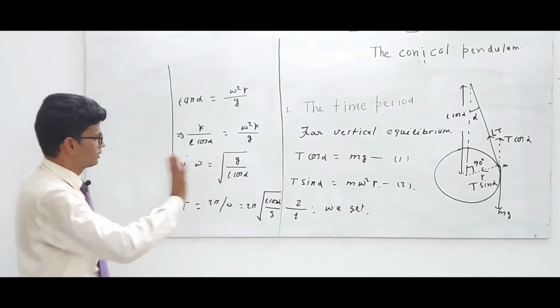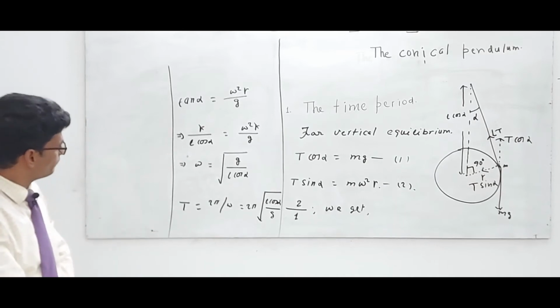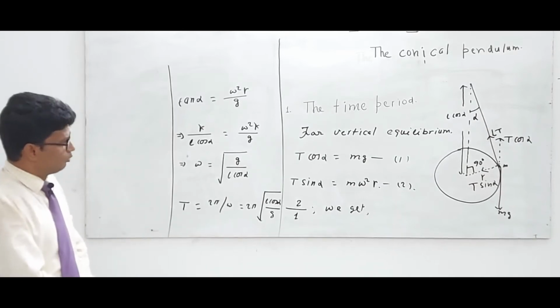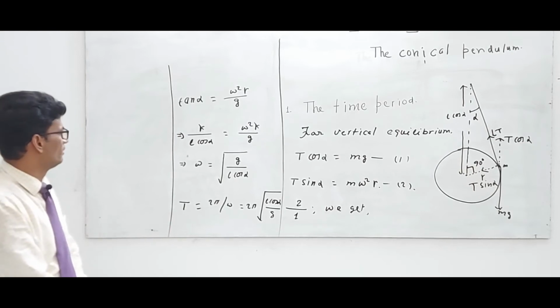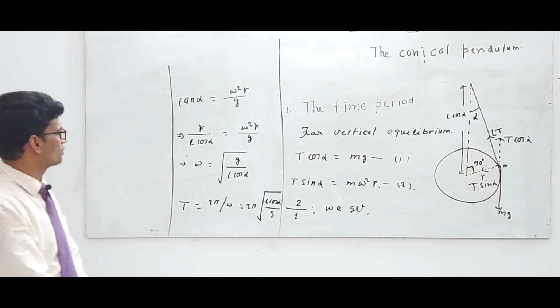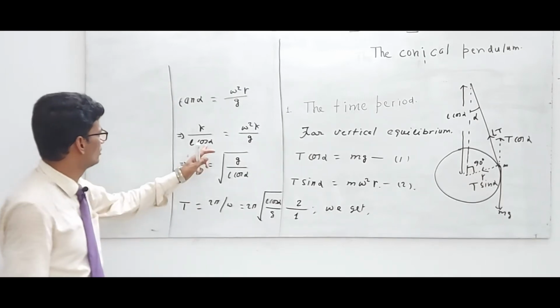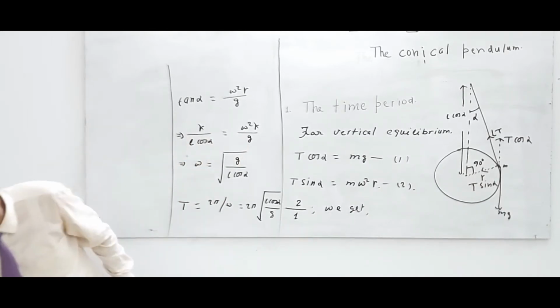So here the time period has been derived in the first article. But one more interesting thing in this case is from here. So what is cos alpha? The cos alpha from here, look at cos alpha is equal to what? From here we write it down.